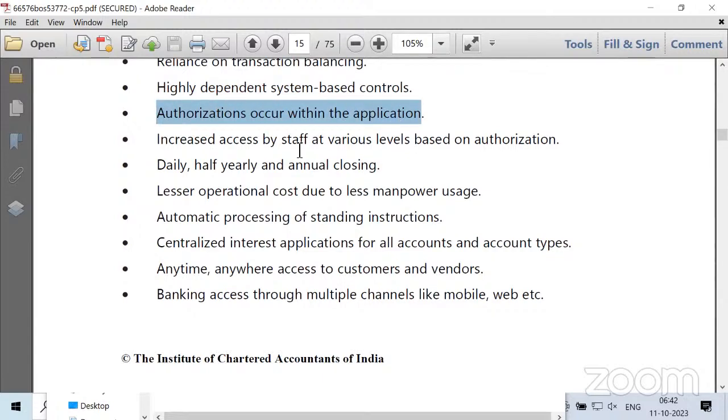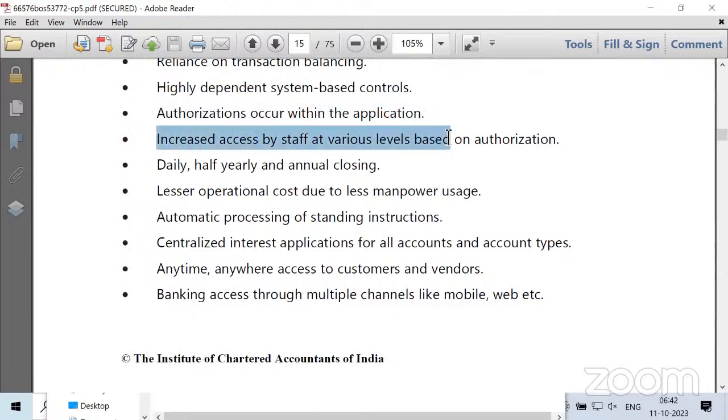Authorization occurs within the application, that is, username and password. Increased access by staff at various levels based on authorization. So just recollect the example of demand draft preparation. One staff at the counter will prepare the DD and it will be approved by the manager, SOD. Then daily and half-yearly closing, it's quick.